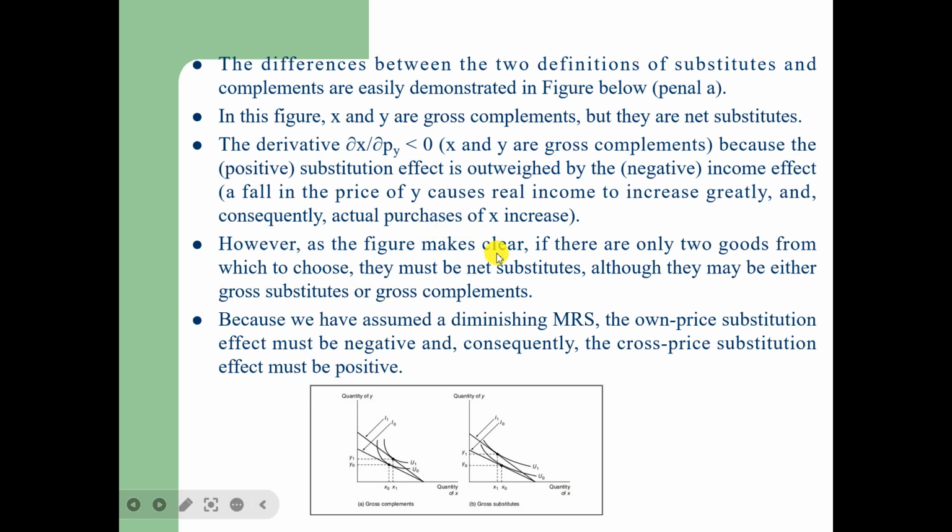However, as the figure makes clear, if there are only 2 goods in the world from which to choose, they must be net substitutes, although they may be either gross substitutes or gross complements. Because we have assumed a diminishing marginal rate of substitution between these 2 goods, the own price substitution effect must be negative, and consequently the cross price substitution effect must be positive.